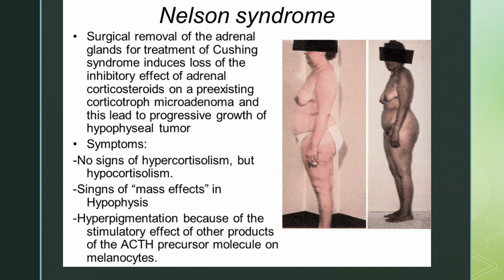Since this negative feedback is lost, whatever microadenoma present in the pituitary will grow, it will enlarge, and secrete more ACTH. Now, since we don't have an adrenal gland, there will be no signs of hypercortisolism. Actually, there will be hypocortisolism because, again, we don't have an adrenal gland. We will have a mass effect because of the enlarging ACTH-producing adenoma and some hyperpigmentation, because ACTH produced by these microadenomas will have a stimulatory effect on some cells in the skin called the melanocytes.